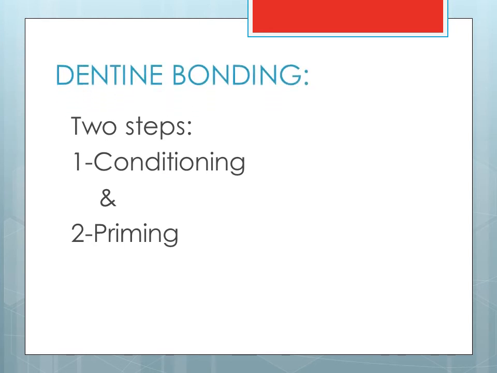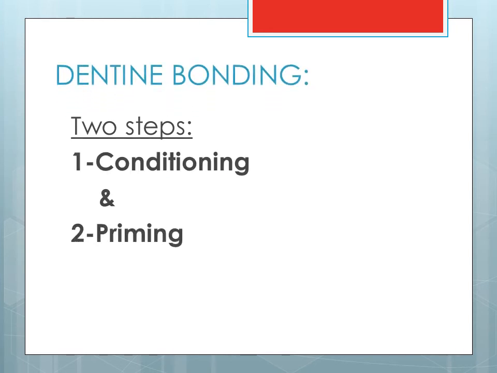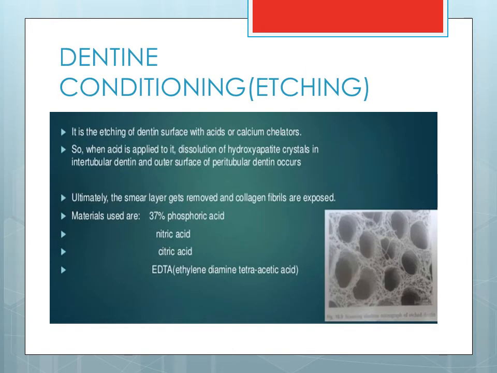There are two steps of dentine bonding: conditioning and priming. Dentine conditioning, also known as etching, is basically the same as acid etching. So it's the etching of the dentine surface with acids or calcium chelators. When an acid is applied to it, dissolution of hydroxyapatite within the intertubular dentine and outer surface of the peritubular dentine occurs. The smear layer gets removed and the collagen fibers are exposed. This is helpful because when the collagen fibers are exposed, the surface area increases, which enhances the bonding and formation of resin tags.